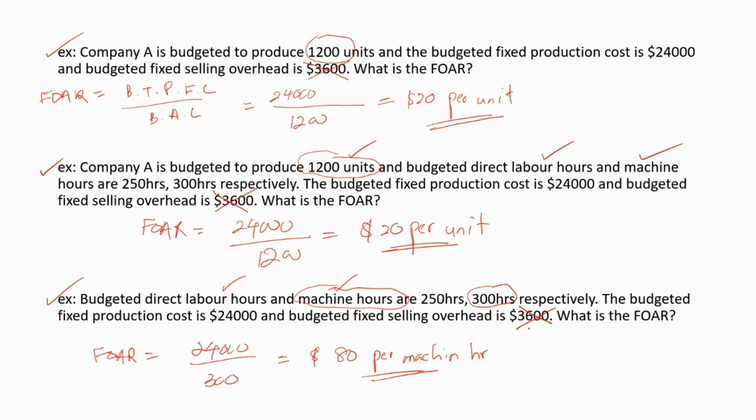I hope now you understand how to calculate the FOAR using different base values. Now there is a very important thing to note here. As you can see, this FOAR is a per machine hour value. We cannot use this value directly to calculate the full cost per unit. Let's go back to the costing card.